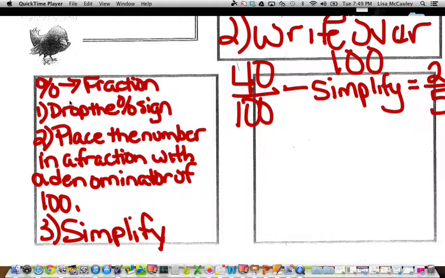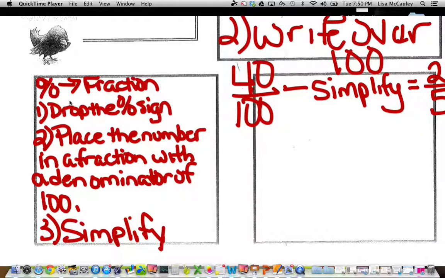Percents are really important, in case you already didn't know. Percents we use all the time in real world. We use them to find out the discount on things. We use them to figure out tips when we go to a restaurant or get our hair cut, anything like that. It's probably one of the most common things that you will use with math. Okay, so now let's go ahead and do an example.